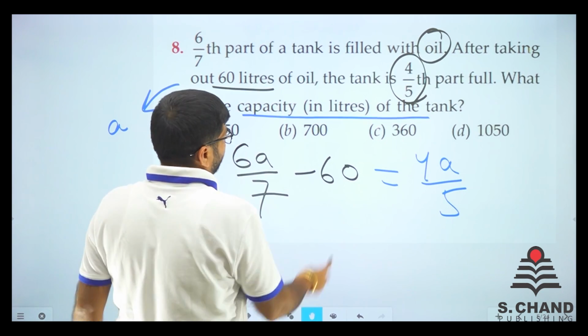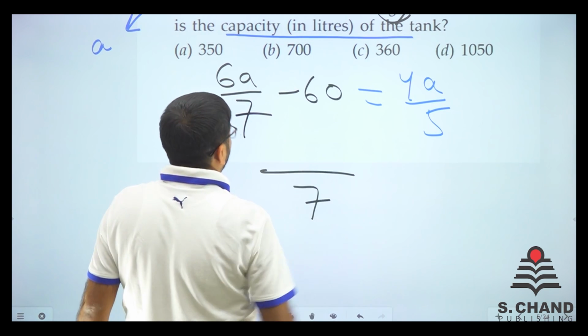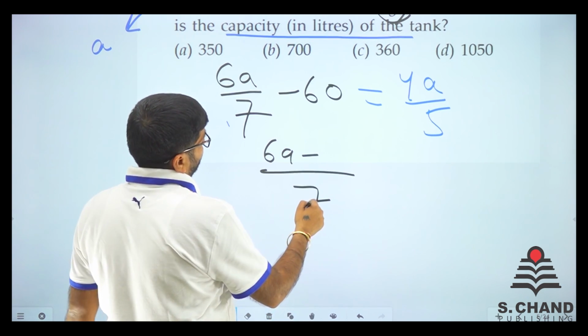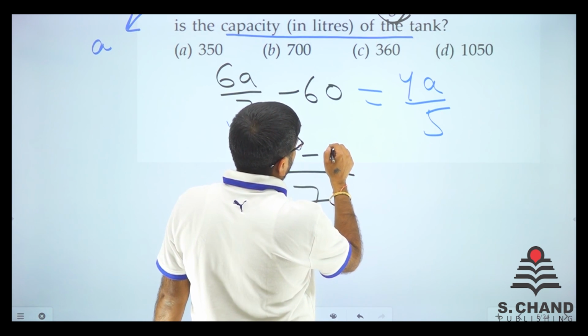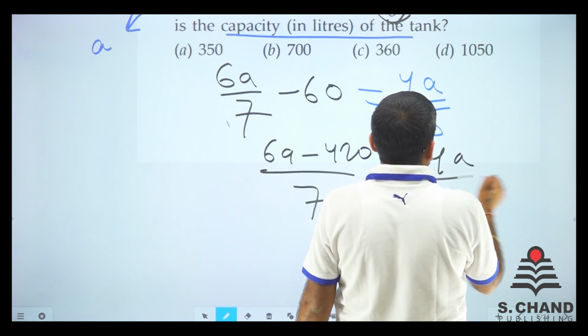So let's calculate this first. We have got 7 here, and we have got 6A minus 7 into 60. So 7 into 60 is 420, is equal to 4A by 5.